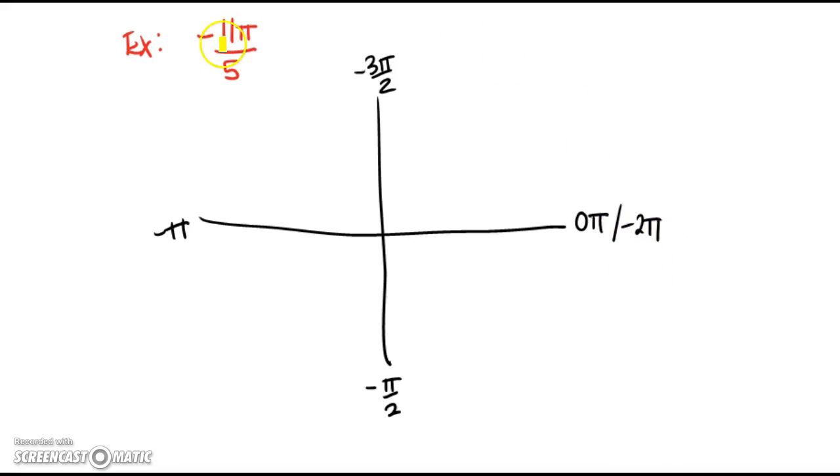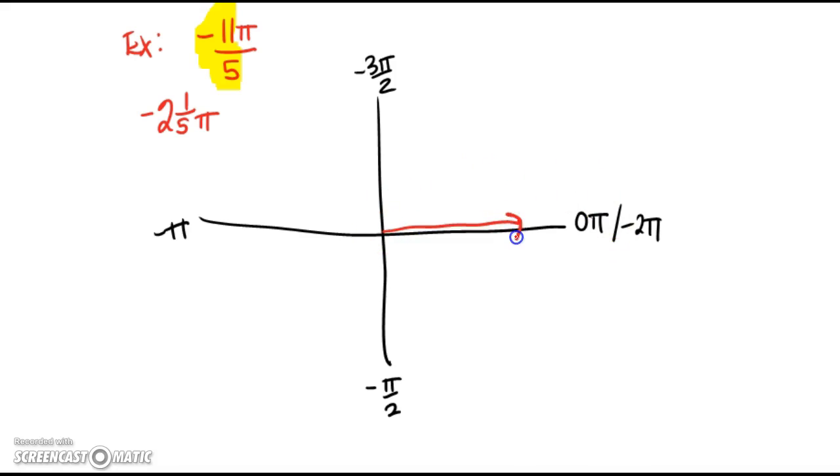And let's convert negative 11 fifths into a mixed number. How many times does 5 go into 11? The answer is 2. And that gives us 1 remaining. So the remainder is on top. So negative 2 and 1/5 pi. Because this number is greater than 2 pi, we're going to go around more than once.